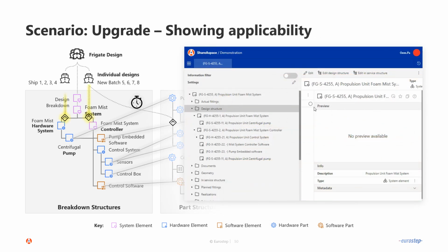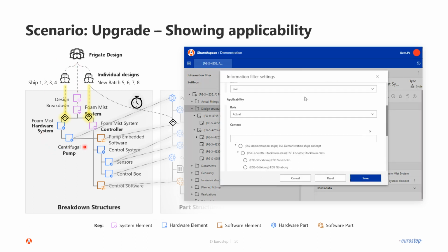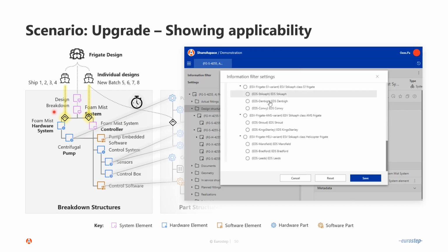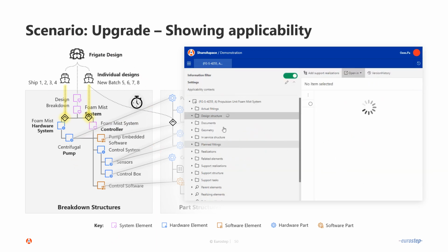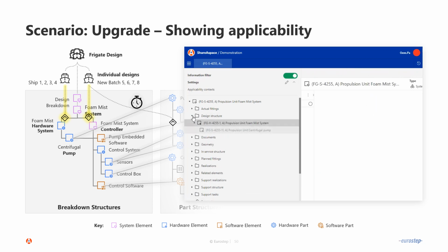So in addition to the time-based effectivity we saw earlier, relationships can also have an applicability to something. So far we have not included applicability, which means that the relationships are applicable to everything. In this scenario, the original design breakdown is changed, so it's only applicable to the older ships, and the new design and new part structures are applicable to the newer ships. So this is a video clip showing you how it looks in Eurospace.